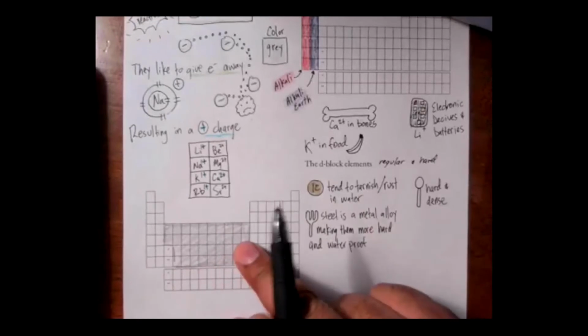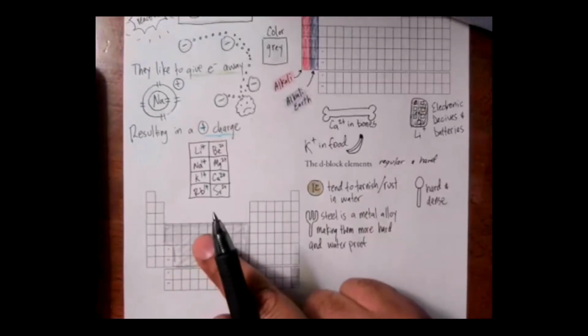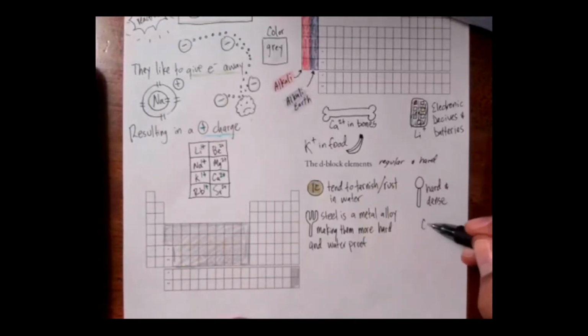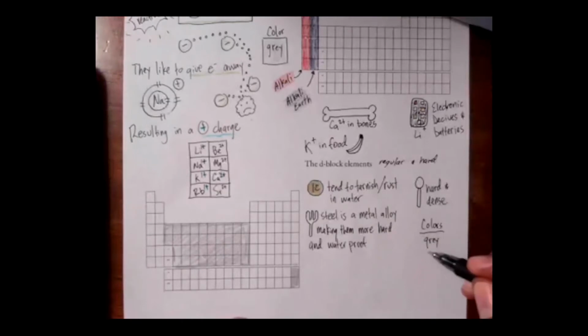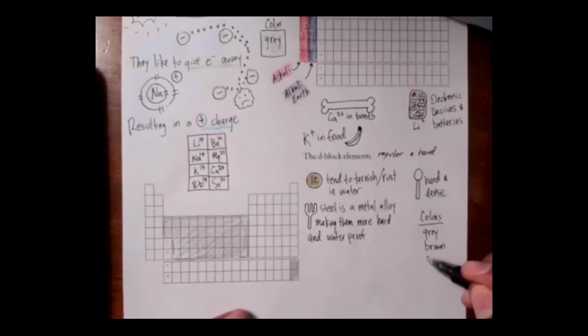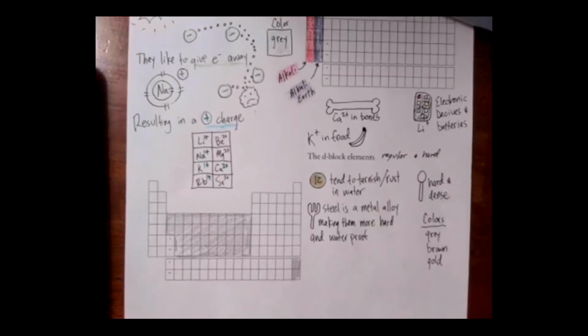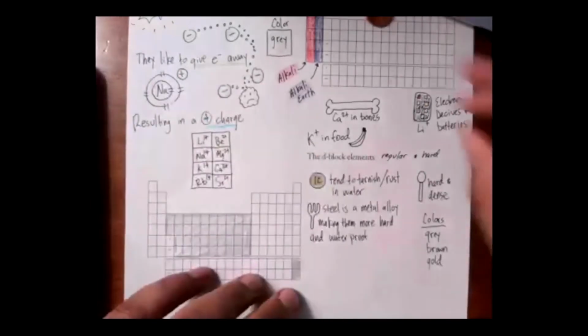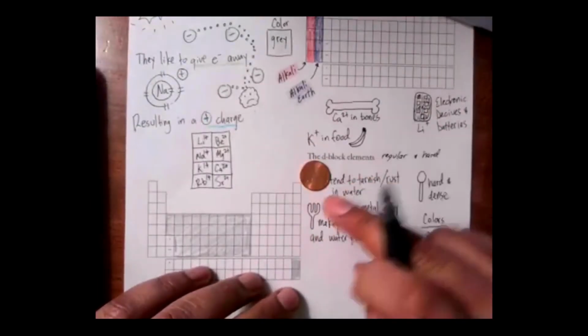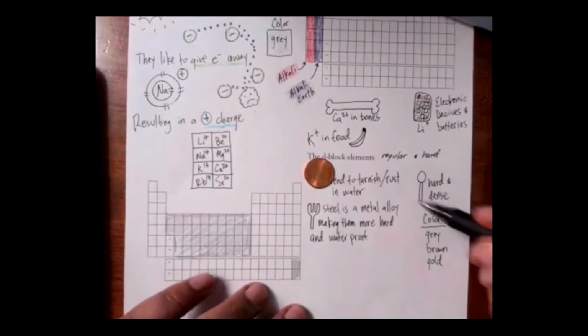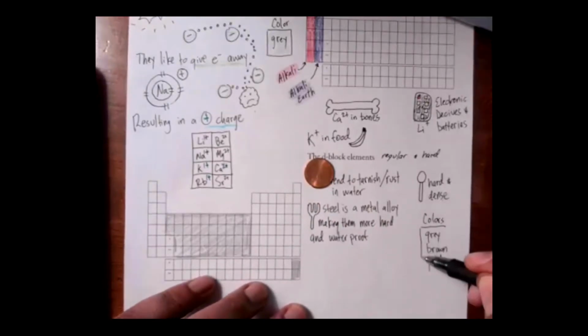Let's talk about colors. You know there's some other colors here in the D block besides just gray. What are other colors? Colors for D block elements. We know gray. We just covered brown. There's one other color, gold. That's exactly right. Okay. Here we go. So this is our 1 cent piece. All right. Colors.